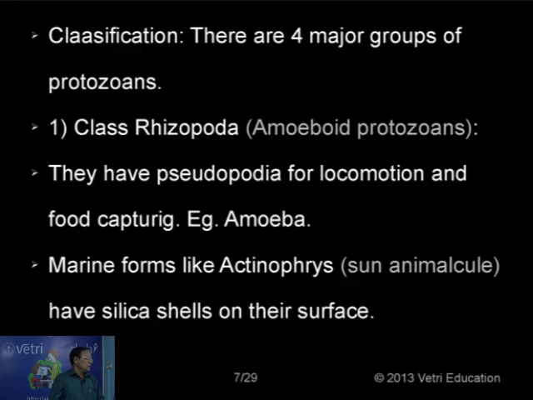Now, other animals coming under this category, for example, the sun animalcule. Here the animal has pseudopodia in the form of radiating rays. That's why it is called the sun animalcule, with the name Actinophrys. These animals have shells. Normally protozoans never have shells, but certain animals like this one have silica shells all over the body, so that it becomes hardened. Such animals are called radiolarians or heliozoans. The common name for Actinophrys is the sun animalcule.